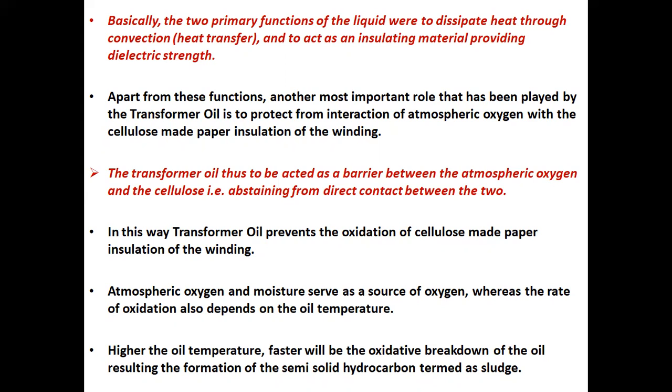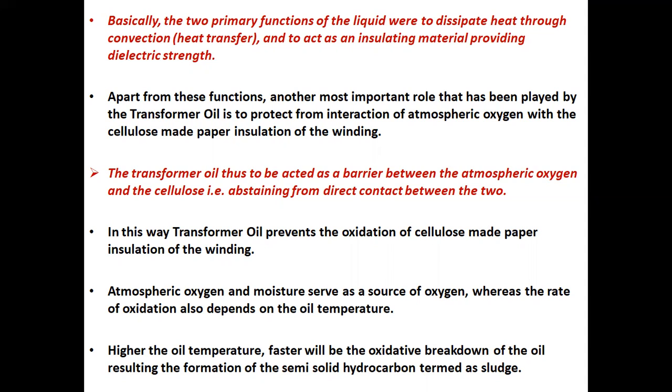The transformer oil thus acts as a barrier between the atmospheric oxygen and the cellulose, abstaining from direct contact between the two. In this way, transformer oil prevents the oxidation of the cellulose-made paper insulation of the winding.